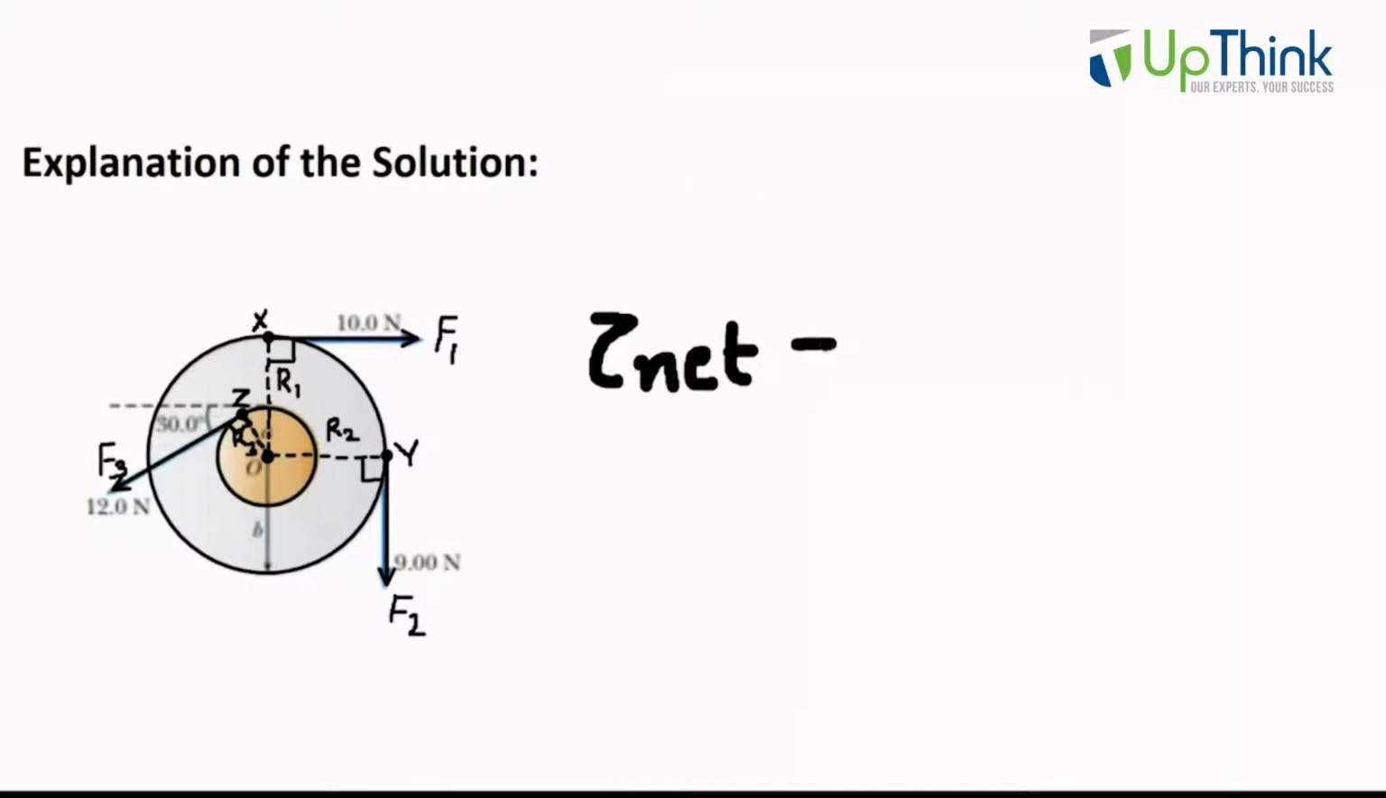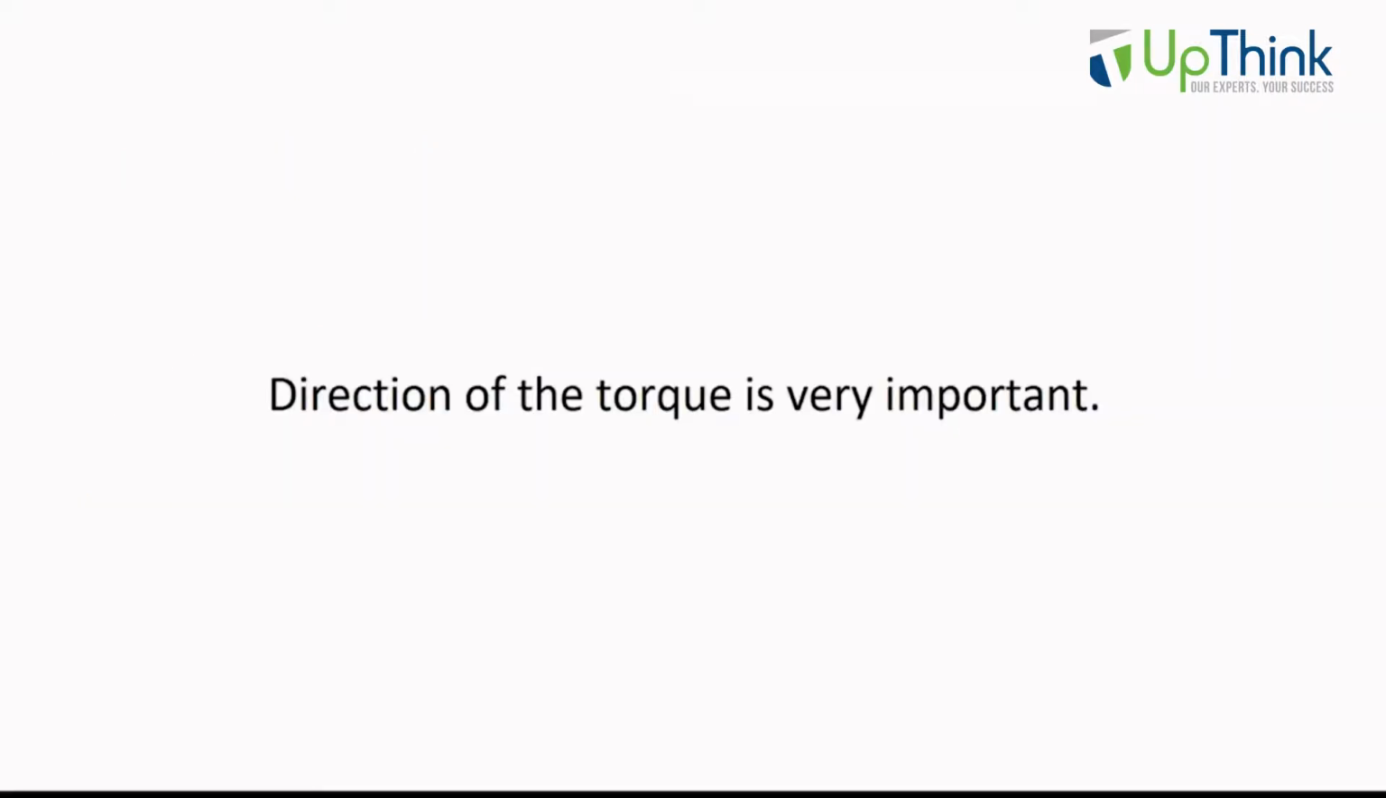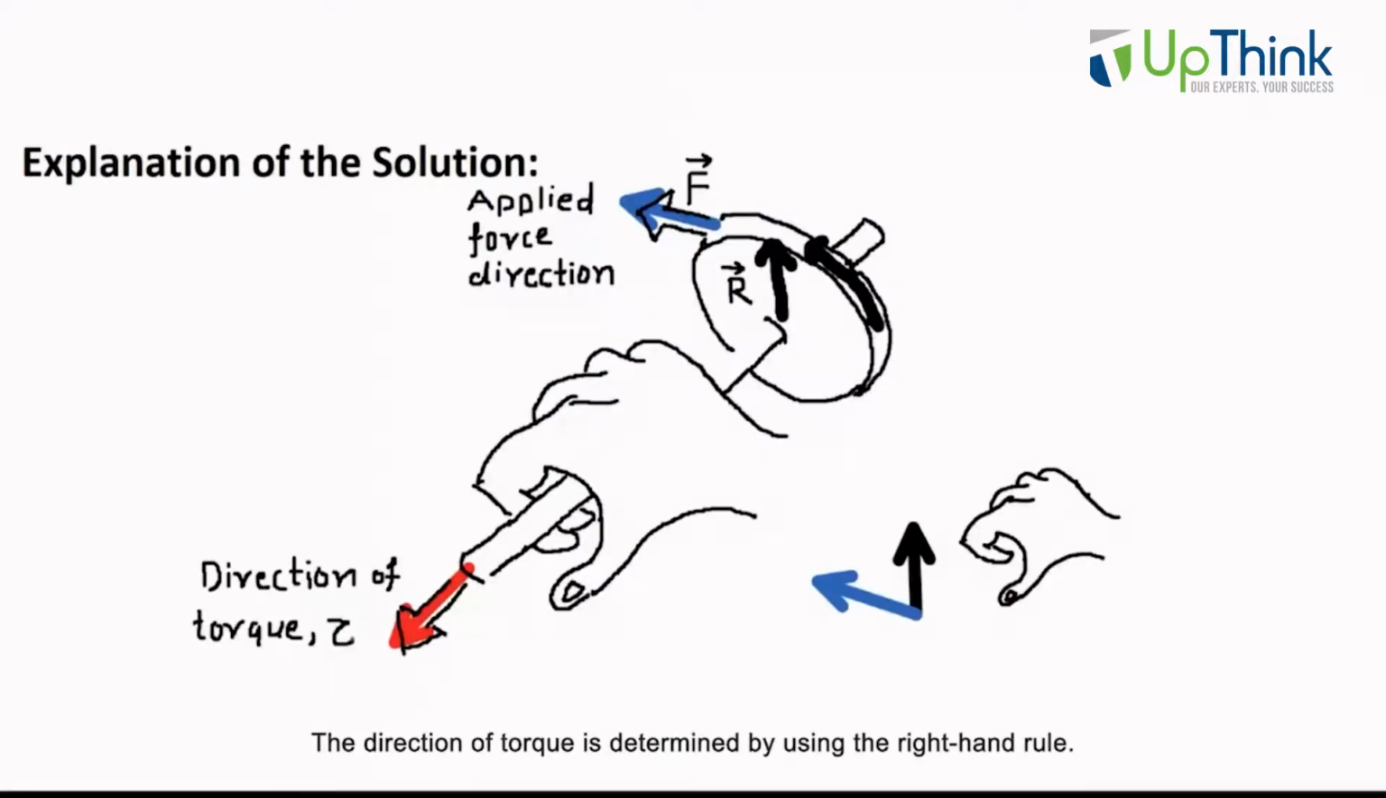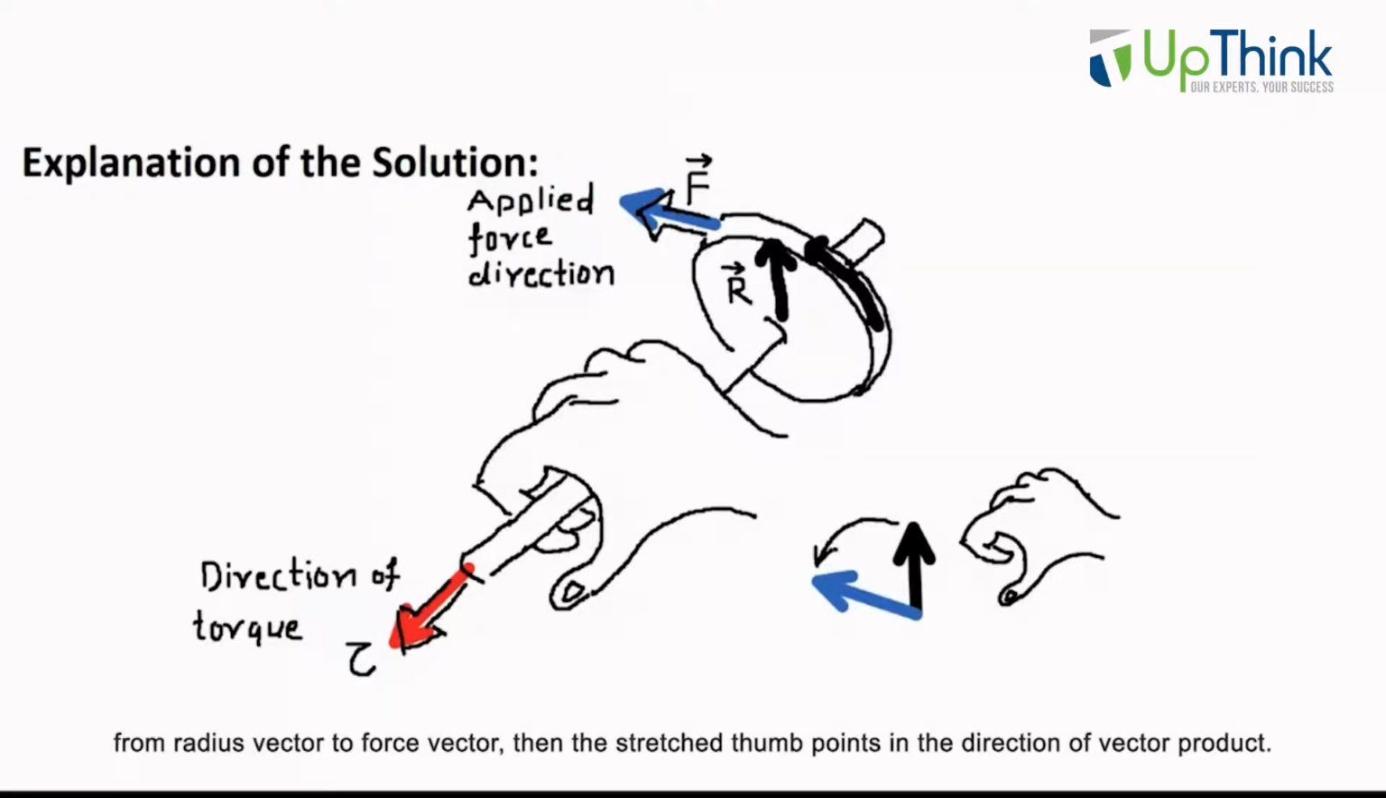Net torque is the summation of all the torques acting on one object. The direction of torque is determined by using the right-hand rule. It states that if you curl the fingers of right hand so that they follow a rotation from radius vector to force vector, then the stretched thumb points in the direction of vector product.